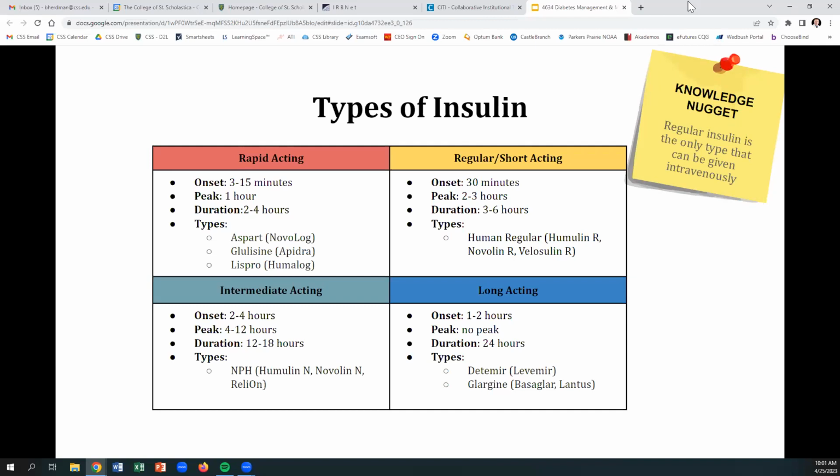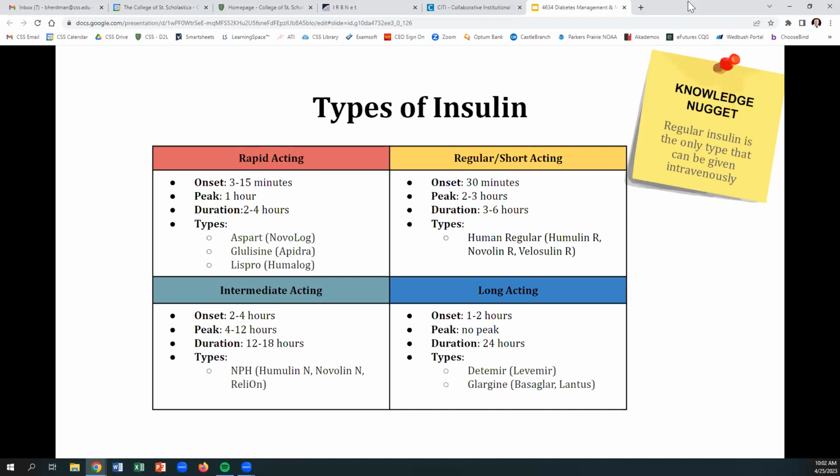Moving on, then, the regular and short-acting insulin, you can see that it stretches out the onset and the peak and the duration just a little bit longer. Okay, the onset is 30 minutes, peak is 2 to 3 hours, but the duration of the insulin effects are going to last 3 to 6 hours. Okay, and so human regular insulin is going to be the kind, and so you might see Humulin R, you might see Novolin R, you might see Velosulin R. That R means regular, right?